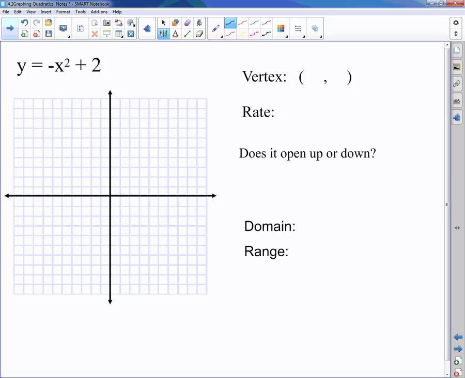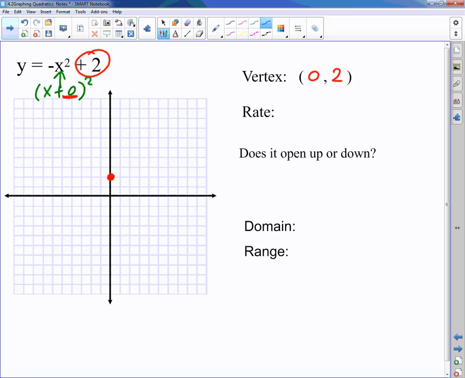All right, new problem. I know it's a parabola because I see that the x is being squared. Now notice there's not a number inside parentheses by the x. So the x value of our vertex is going to be 0. The y value of our vertex is that 2 that's outside. So we're going to go left and right 0, up 2, plot a point for our vertex.